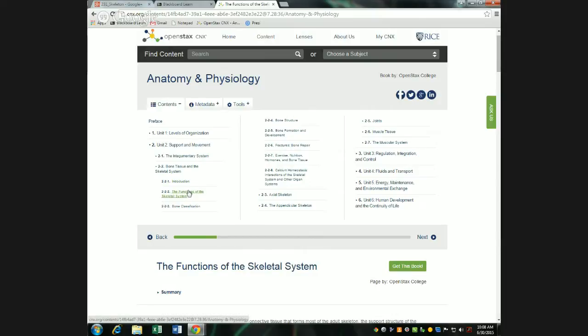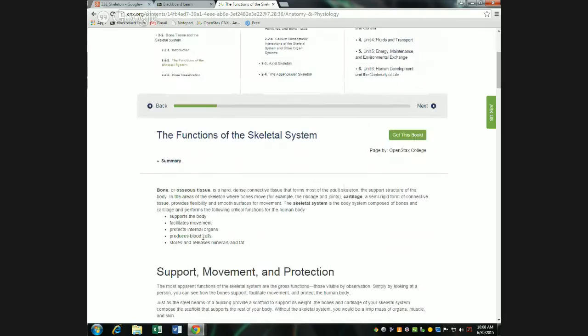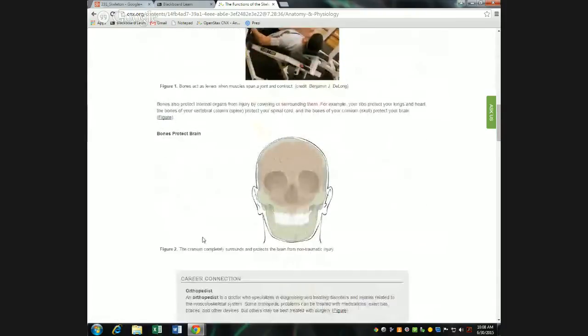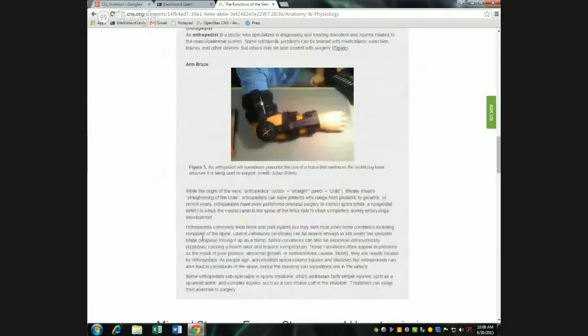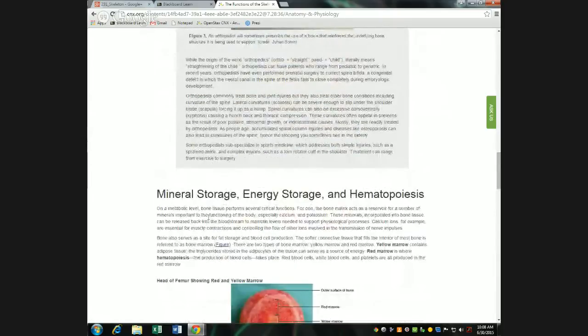bit. So the first section is the functions of the skeletal system, just talking about various things that it does: protection, support. It's the basis for movement. It's where we store a major mineral, namely calcium, and energy storage in the sense that there's fatty tissue in bones, and then hematopoiesis means production of blood cells. Production of blood cells takes place in the red bone marrow.